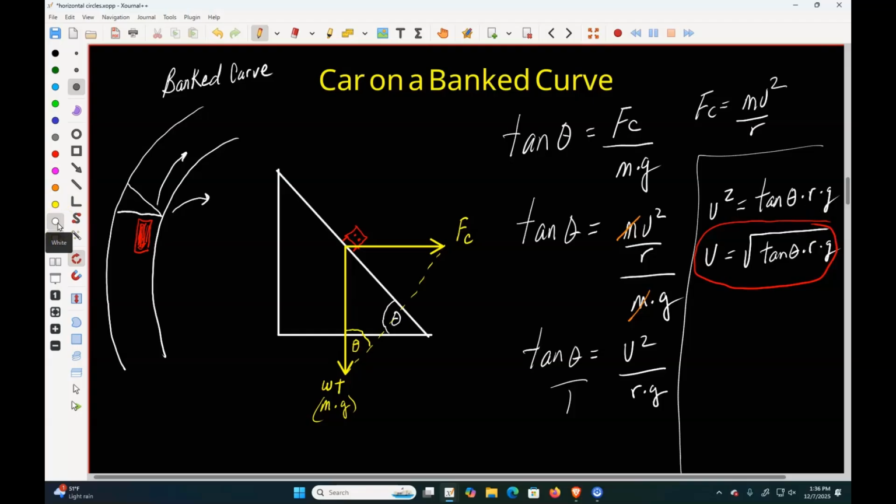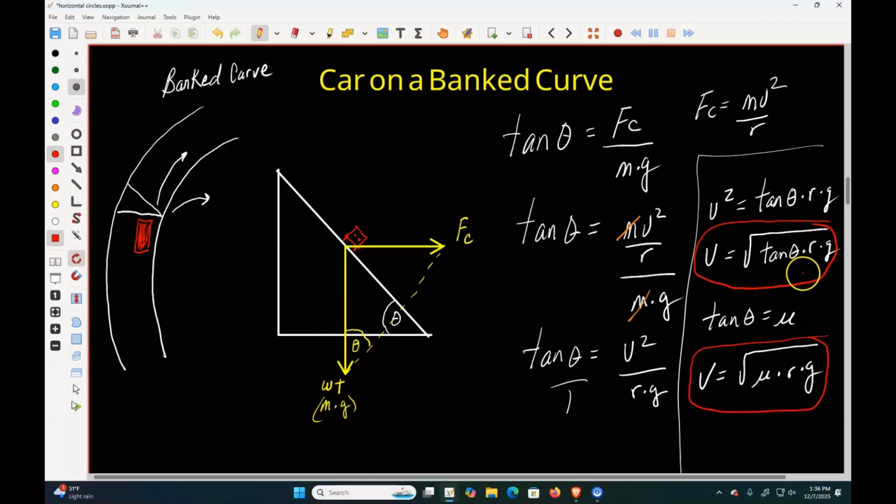However, if I'm not given the angle, but if I'm given the coefficient of friction, remember that the tan theta is equal to the coefficient of sliding friction. So we could substitute then. So velocity is equal to the square root of coefficient of sliding friction times the radius times gravity. So those are the two formulas that we can use depending upon what information is given. So if we're given the angle, we'll use the top one. If we're given the coefficient of friction, we'll use the bottom one.